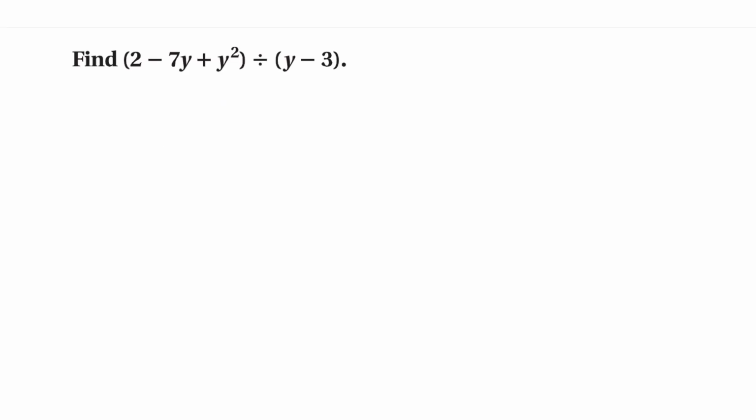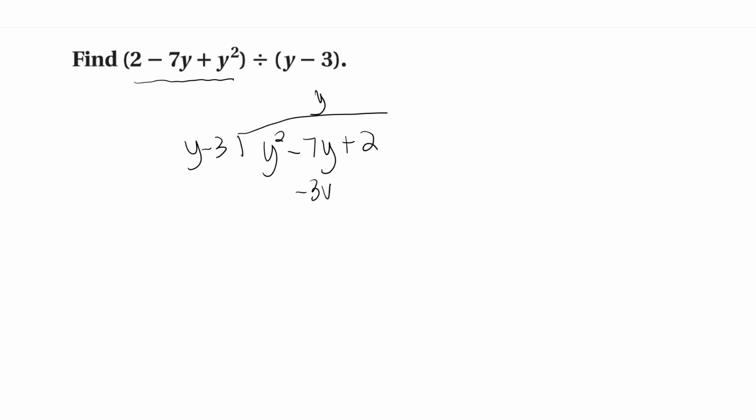So here's our next problem. The first thing we always want to do is, if our polynomial is not in standard form, we need to rewrite it in standard form. We always need to have the terms in degree order. So I'm going to rewrite this, and now I'm going to set up my long division. How many times does y go into y squared? It goes in y times. Y times negative 3 is negative 3y. Y times y is y squared.